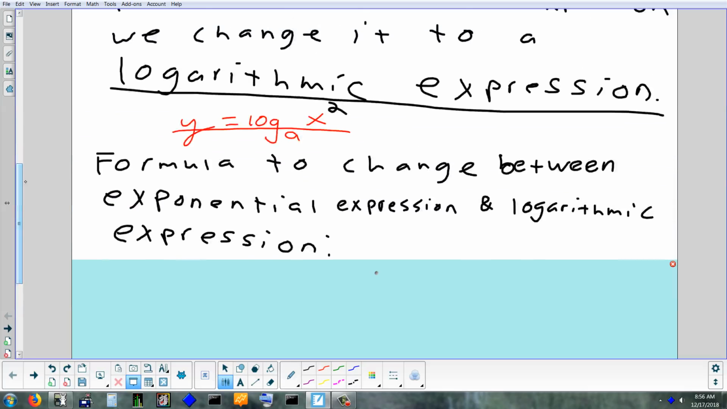All right, so there's a formula to change between something that's written as an exponential expression and something that's written as a log expression. And the formula doesn't really involve any kind of calculation. All it involves is looking at where stuff is and where it all moves to on the other side. It's just stuff moves around. There's no real math you have to do.